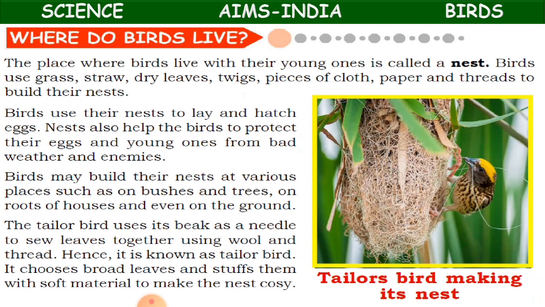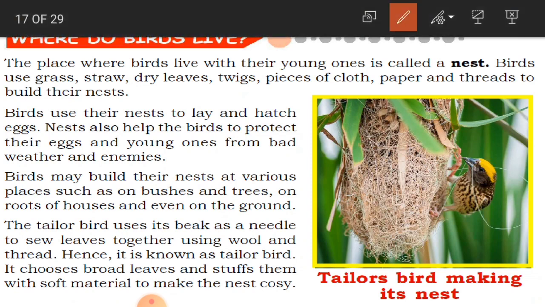Yesterday we discussed the tailor bird's nest. See here in the picture how this tailor bird has built its nest. By what did it build, children? By the grass, straw, dry leaves, twigs, pieces of cloth, paper, threads, and all this. It sews the nest with all these materials. As the tailor stitches clothes for us, this tailor bird stitches its nest, in the sense it sews its nest. That is why we call it a tailor bird.